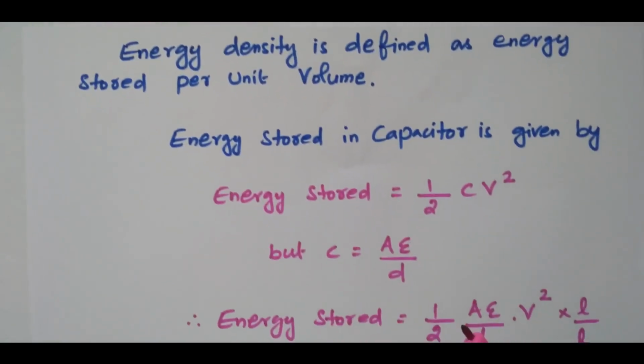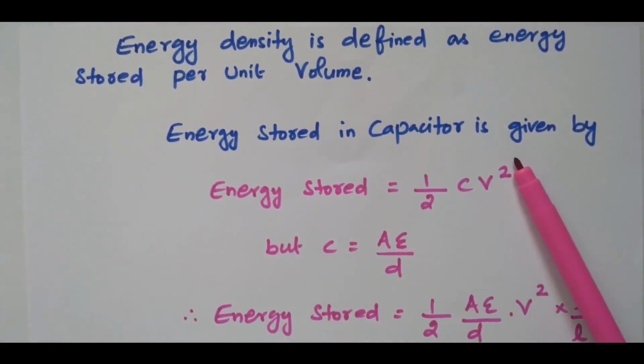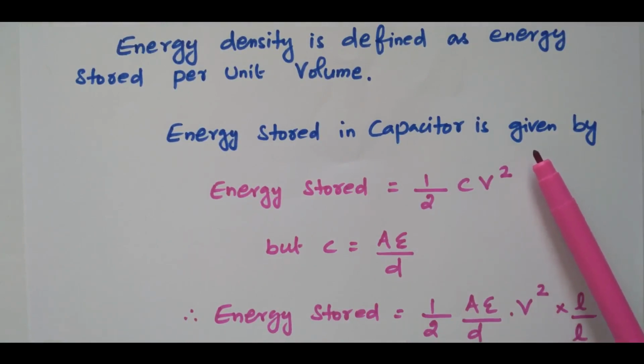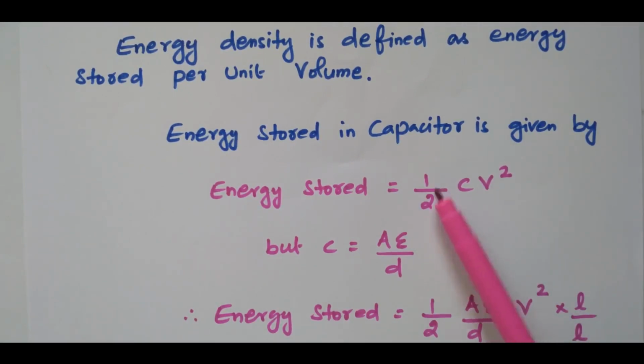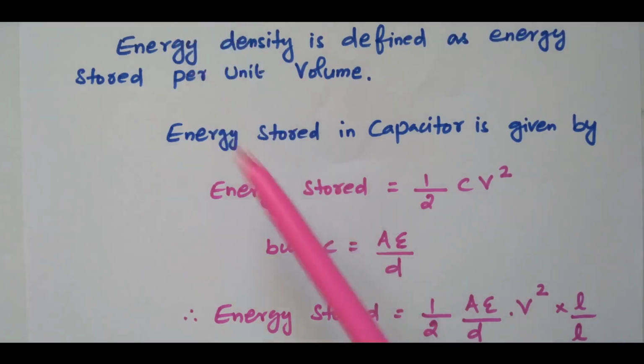So the energy stored in the capacitor, just now we discussed. Three different forms are available. We consider one form, half CV square. We will take this form, half CV square. So this energy stored per volume is nothing but energy density.